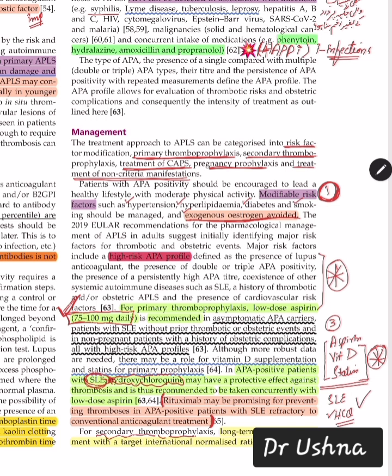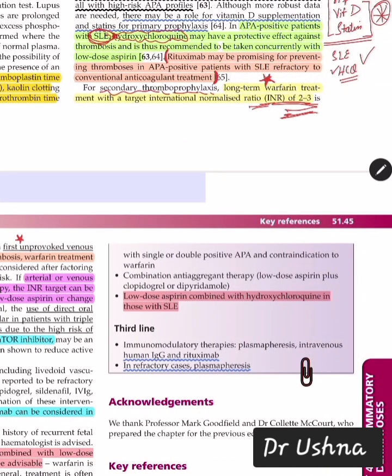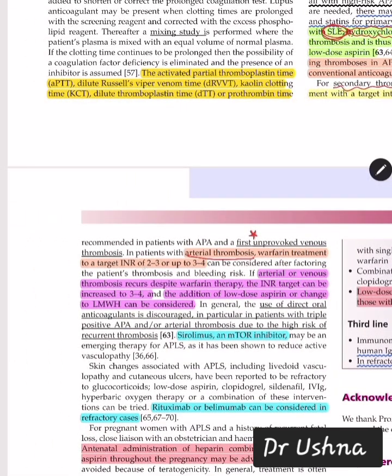For secondary prophylaxis, it is important to start warfarin. Whenever you start the patient on warfarin, you have to set some INR target. If the patient is having APLS, first venous thrombosis, which is unprovoked, then your target is 2 to 3. But if the patient is having arterial thrombosis, the target is 2 to 3 or 3 to 4. But if the patient is having recurrent arterial or venous thrombosis despite taking aspirin or warfarin, the target is increased to 3 to 4. You have the option either to increase the target and add aspirin, or you change to the low molecular weight heparin. These are the two options.